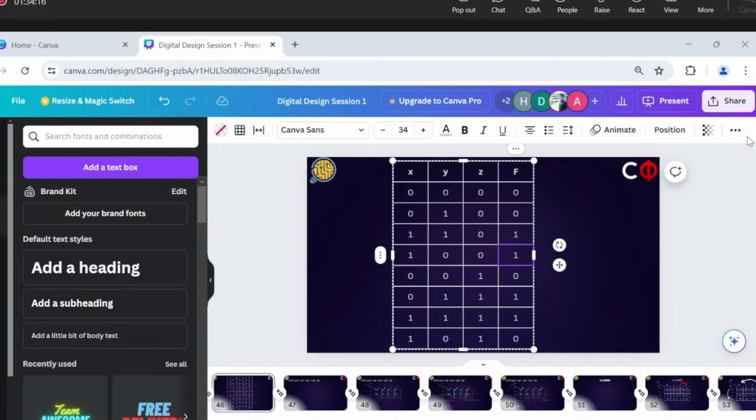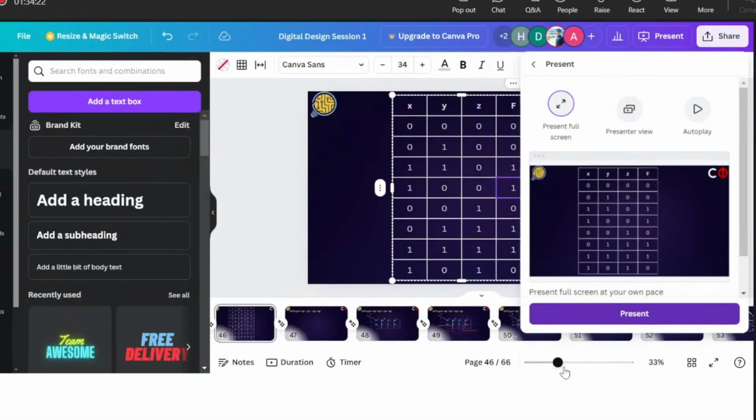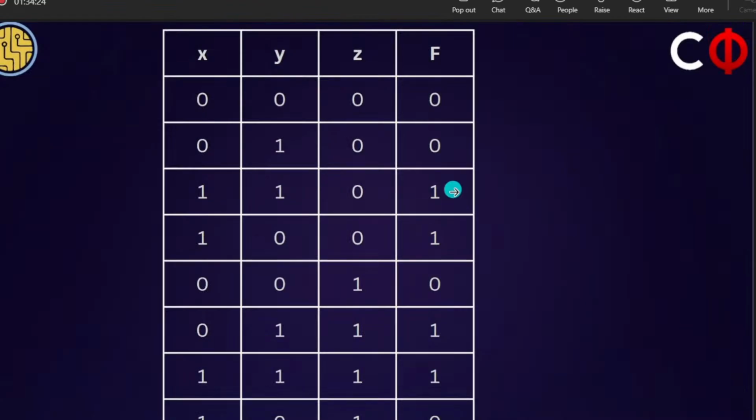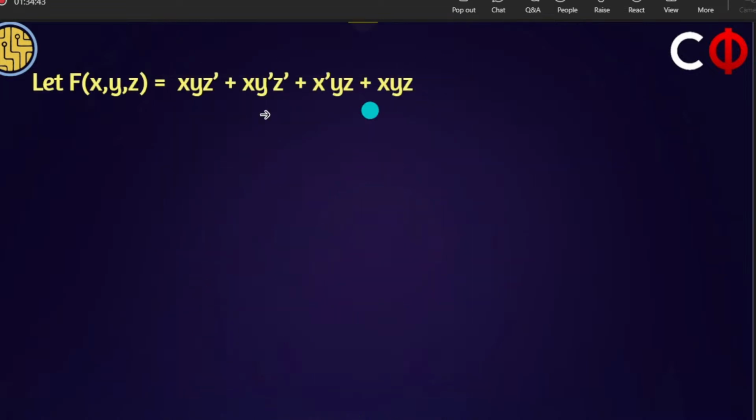Okay, so you guys are understanding this pretty good. So we'll go and figure out what this function is in the SOP form, the basic SOP form. So here is a 1. So what is this? X, Y, Z prime. Plus, there is a 1 here again. So it's going to be X, Y prime, Z prime. And there's another 1 here. So that's going to be X prime, Y, Z. And there's another 1 here. So X, Y, Z. So that's basically what this function is going to look like, right?